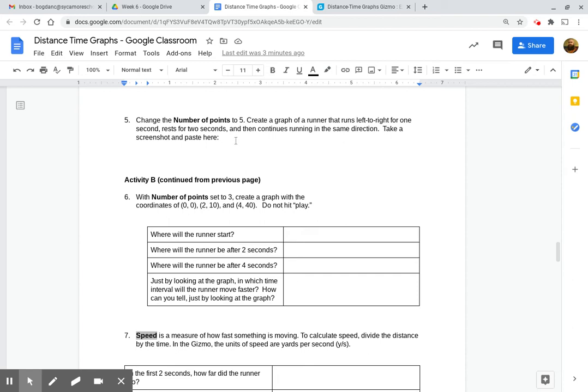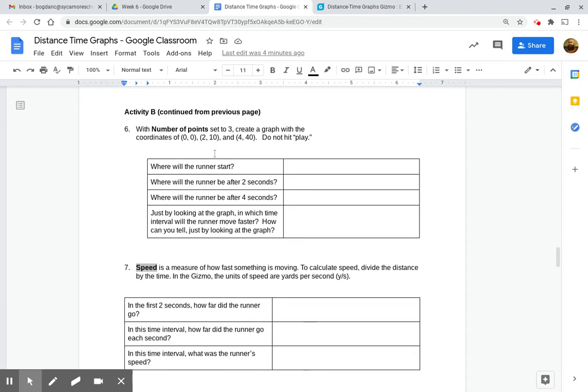Here, change the number of points to 5. Create a graph of a runner that goes left to right. That basically means forwards. So I need an uphill for 1 second. Rests for 2 seconds means that the runner doesn't move for 2 seconds. Then continues running in the same direction means left to right or moving forwards. So I need to have an uphill line, then have the runner not move for 2 seconds, and then continue running forward for the remaining part of time. So take that screenshot and paste that here.